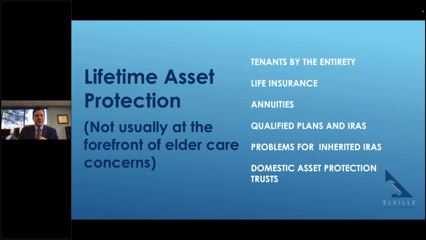Now, qualified plans and IRAs that you own: 401ks, IRAs, 403bs, 457 plans, SEP plans. These plans are protected from the claims of creditors, especially qualified plans. But when we die and we leave an IRA to someone as an inherited asset, such as leaving a child an IRA, that child is not protected from the claims of creditors anymore, based on a Supreme Court ruling several years ago. So we have to assume that when someone receives an inherited IRA, they are not protected from creditors unless we leave that IRA in a trust.